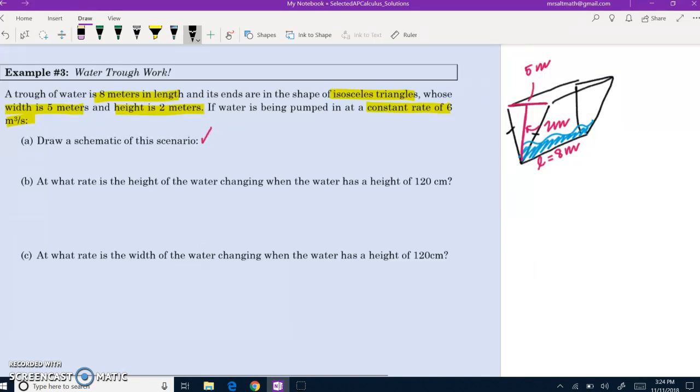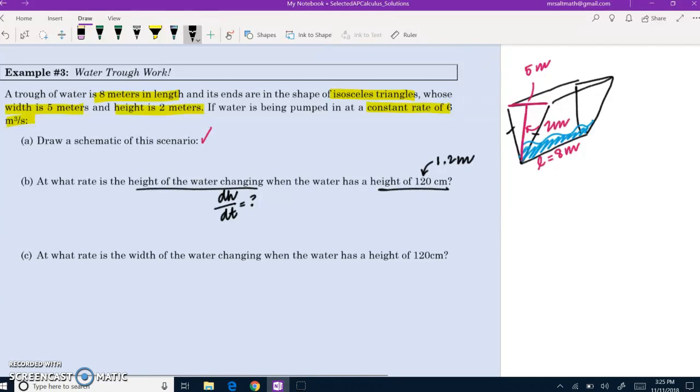It asks us at what rate is the height of the water changing. Height of the water changing means we're looking for dH/dt when the water has a height of 120 centimeters. Now notice this is asking us about 120 centimeters and the rest of the problem information was in meters. So watch out for little tricks like that, they can be easy to slip up on. We want to make sure we change this value to 1.2 meters or that we change the other ones to centimeters. It's going to be a lot easier to go with meters here.